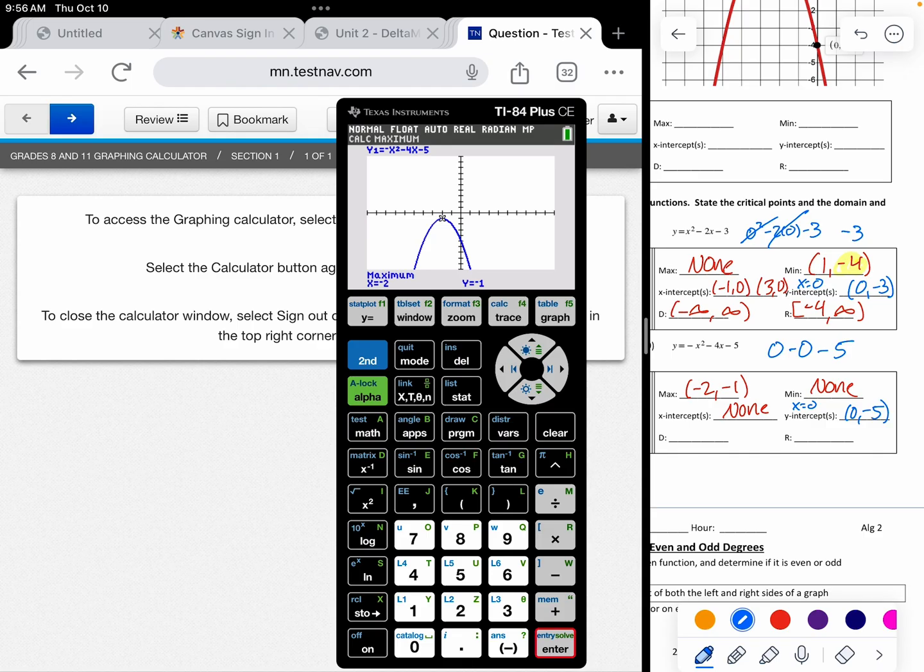Domain, parabolas are always going forever to the left and forever to the right. For the range this time, it does stop going up at that maximum. So for the range, it's going forever down, but then going up, the y value that it stops at is the y value of the maximum. So it's stopping at negative 1. And it's a solid line, so we use a square bracket.